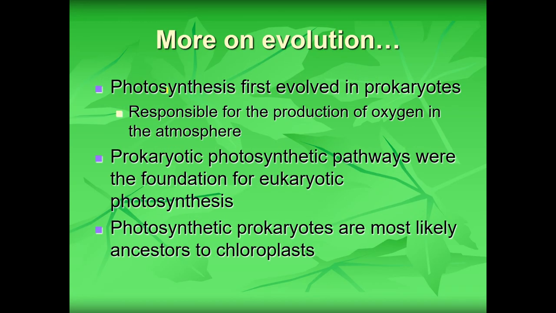All right, a little bit more about evolution. Photosynthesis did evolve first in prokaryotes. This is what actually produced oxygen in the atmosphere, and so cellular respiration really didn't exist until the atmosphere was rich in oxygen. And so the prokaryotic photosynthetic pathways were the foundation for the pathways that we see today. And these photosynthetic prokaryotes are most likely the ancestors to chloroplasts, in terms of the endosymbiotic theory.